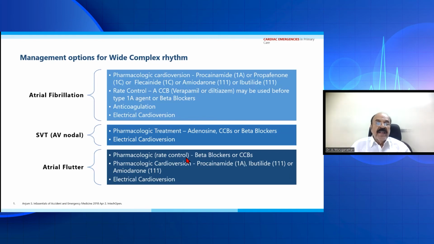Electrical cardioversion. In SVT, you give adenosine, CCBs or beta blockers, or electrical cardioversion. Atrial flutter: pharmacological rate control with beta blocker or CCB. Pharmacological cardioversion with procainamide, ibutilide or amiodarone, and electrical cardioversion.